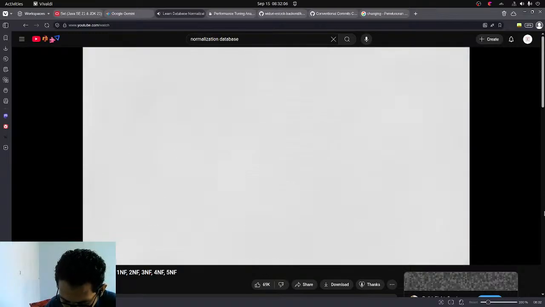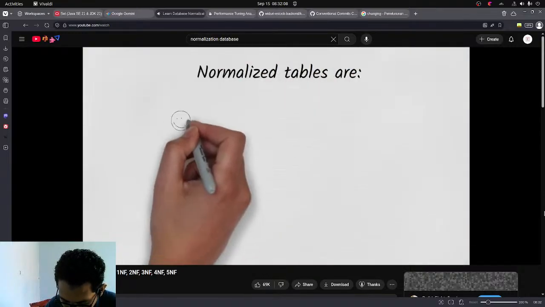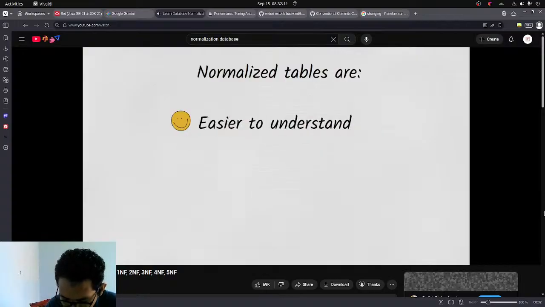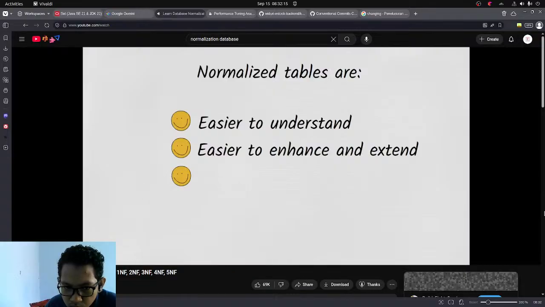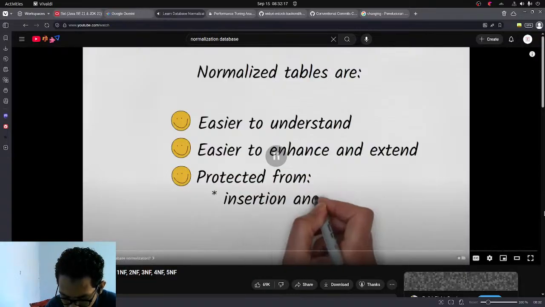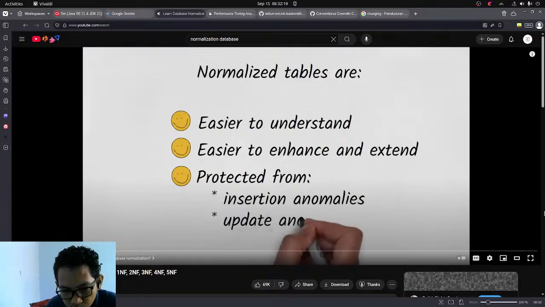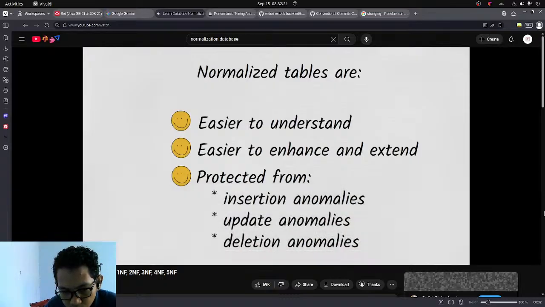Normalized tables are not only protected from contradictory data, they're also easier to understand, easier to enhance and extend, and protected from insertion anomalies, update anomalies, and deletion anomalies. More on these later.